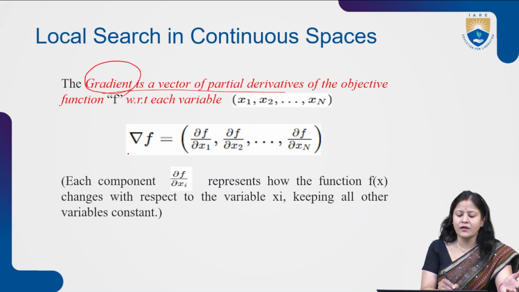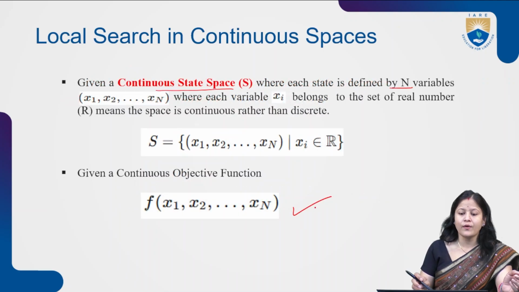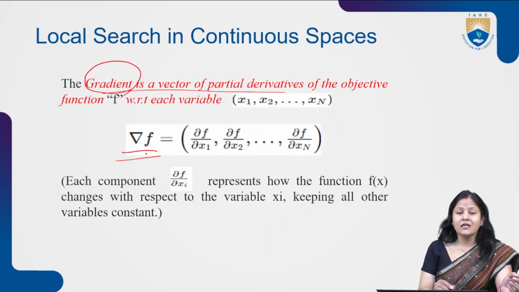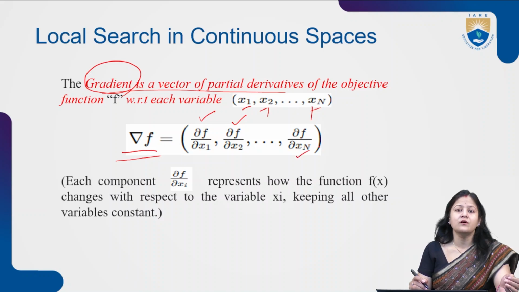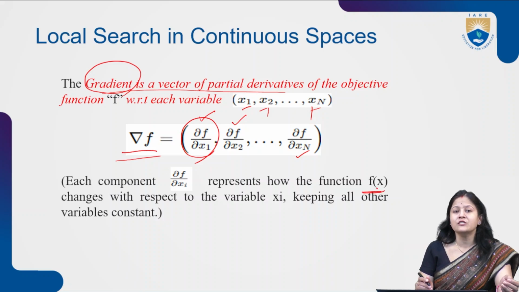How can we find the gradient? This is the formula, nabla of f. Already we have defined f as a function of x1, x2, xn. Here nabla of f is the gradient vector, and we can find it using the partial derivative with respect to each variable. We read it as the partial derivative of f with respect to x1, the partial derivative of f with respect to x2, and so on, for each variable. Each component, the partial derivative, represents how the function f(x) changes with respect to the variable xi, keeping other variables constant.